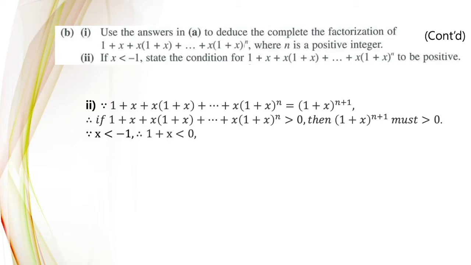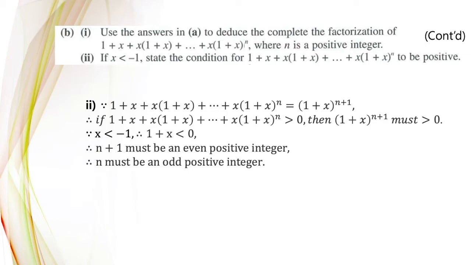Well, the given limitation to this problem is that x must be less than negative 1. Therefore, 1 + x is less than 0, so it must be negative. Well, when a negative number is brought to a power, the result can be both negative and positive. In order for it to be positive, we know that the exponent, in this case n + 1, must be even. So therefore, n must be odd.